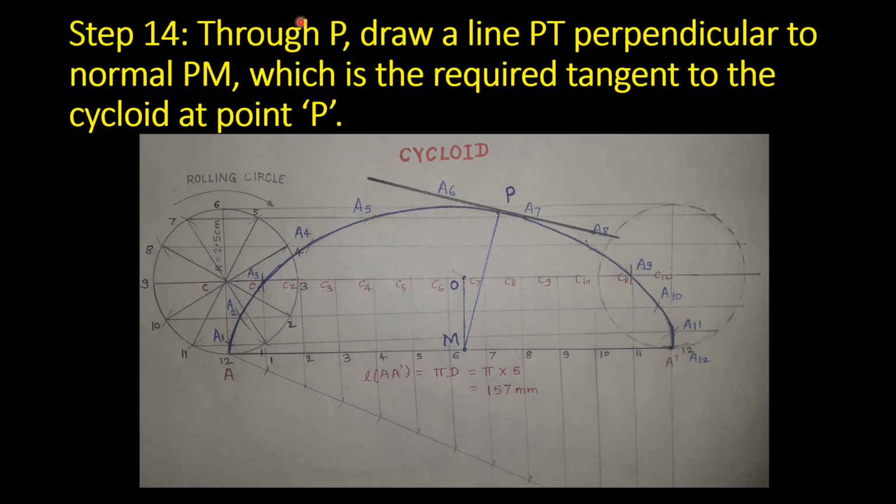Step 14. This is the last step for the solution of this particular problem. Through point P, draw a line which is perpendicular to the normal. Here normal line is PM. So exactly perpendicular to it, you have to draw one line passing through this particular point P, and this is the required tangent to the cycloid at point P. So after drawing cycloid, we have marked here normal as well as tangent for this cycloid.